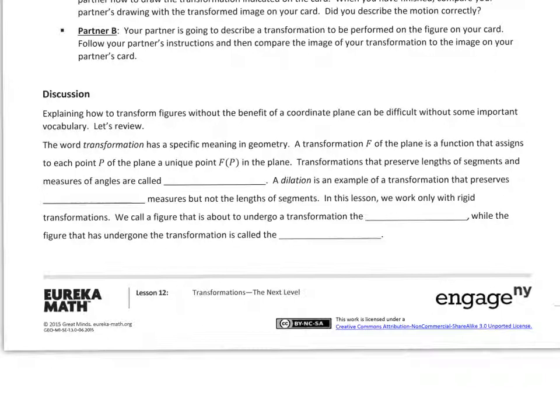The word for transformation has a specific meaning in geometry. A transformation f of the plane is a function that assigns to each point P of the plane a unique point f of P in the plane. Transformations that preserve lengths of segments and measures of angles are called basic rigid motions.